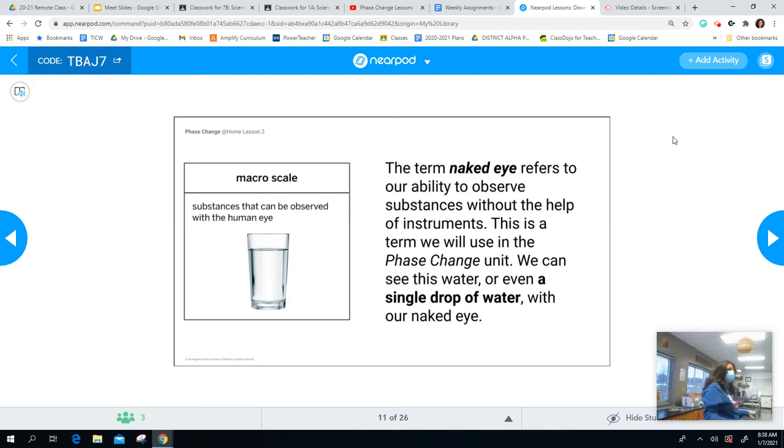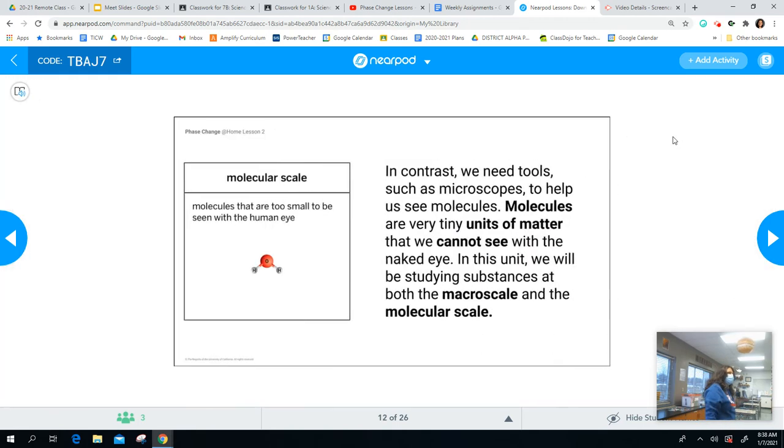So we can see the water in that cup. You can see a drop of water. You can see the condensation forming on the metal glass in those videos. We can see ice. We can see all that with our eyes. But in contrast, we need tools such as microscopes to help us see molecules. Molecules are very tiny units of matter that we cannot see with the naked eye.